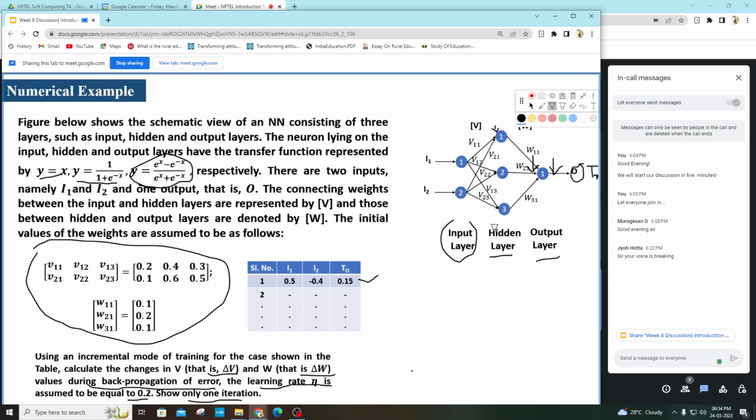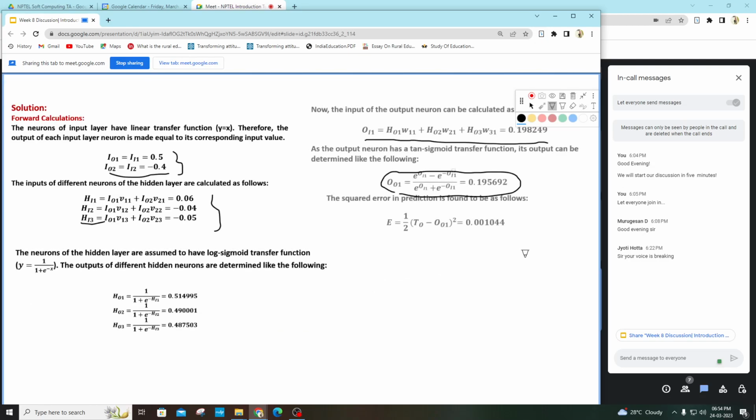But here you can see in the question, T O, or our target output, is given as 0.15. So there is some error. Our target output was 0.15, but we are getting 0.19. So there will be an error. So we will calculate the squared error. The squared error is calculated by this formula: half of (TO minus O), whatever your output is, and this is your error coming. So forward calculation, is this clear?